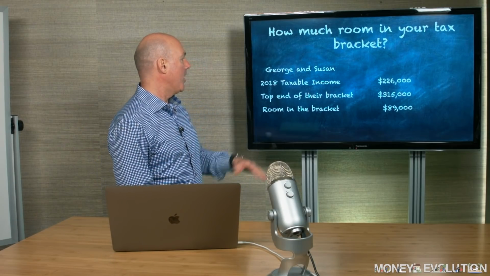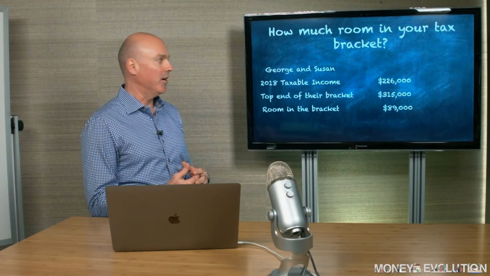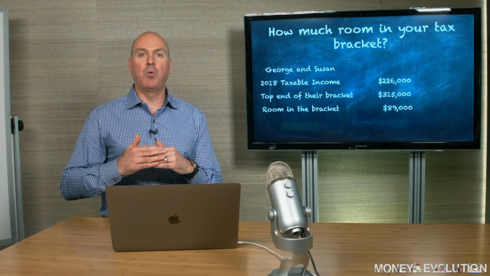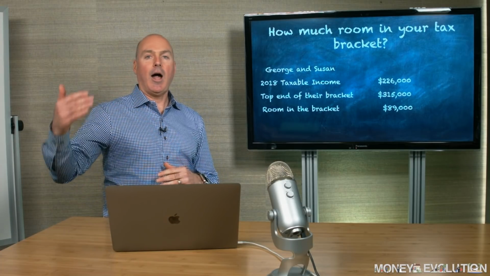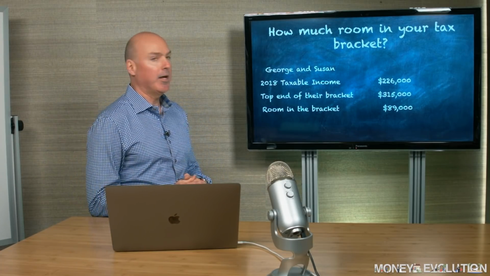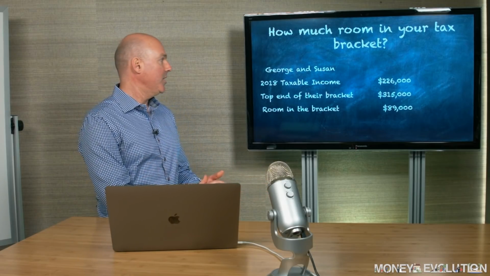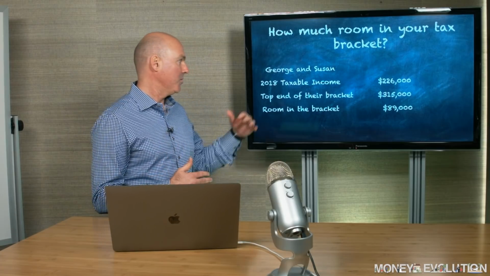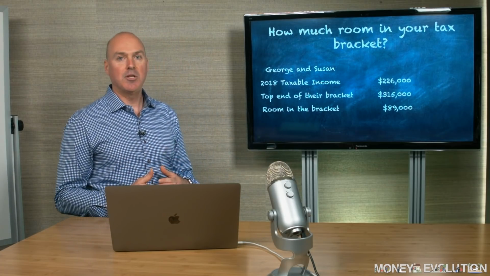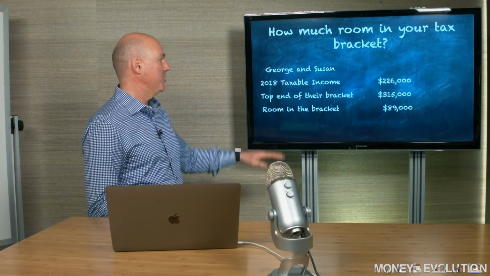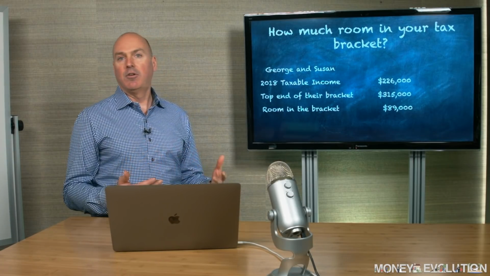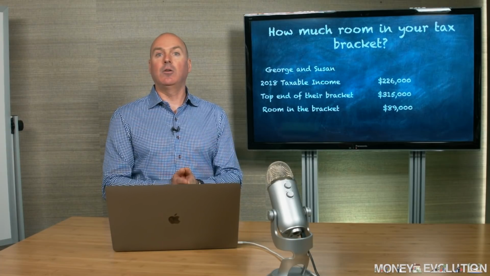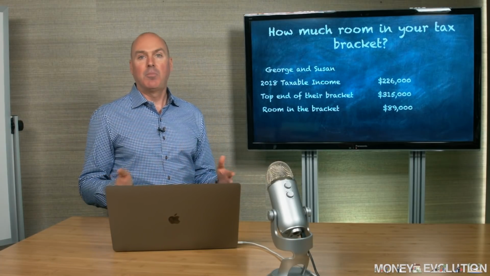So again, they have $226,000 of taxable income. The upper end of their tax bracket is $315,000. So that's the point where they would shift out of that 24% tax bracket. And remember, last year, 2017, they could have only made about another $10,000 or $12,000 before they got into that next tax bracket. So that's why this Tax Cuts and Jobs Act is, I think, a very special opportunity. So for them, they could convert up to another $89,000 from their traditional to a Roth and still only pay taxes at that 24% tax bracket.